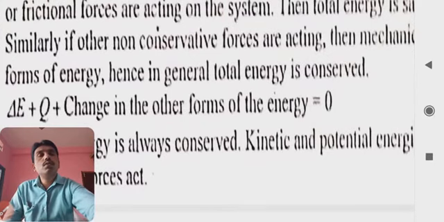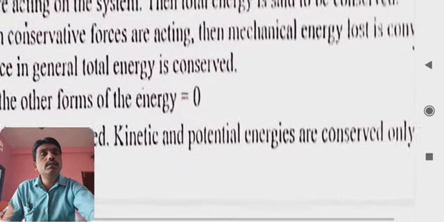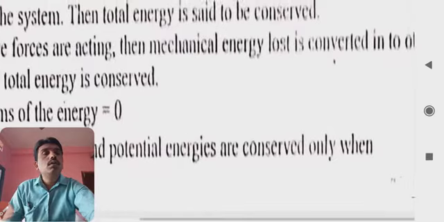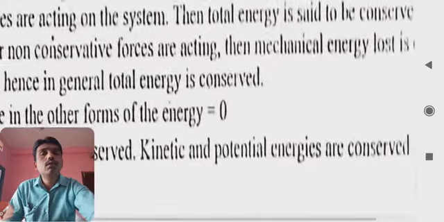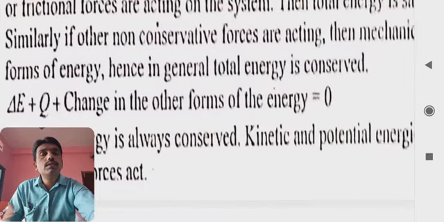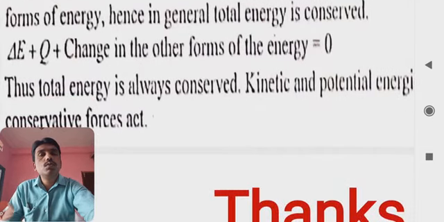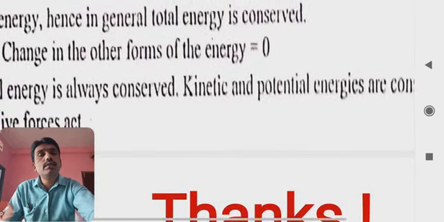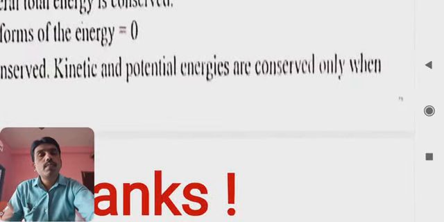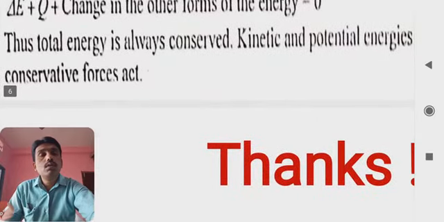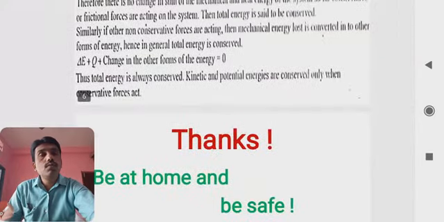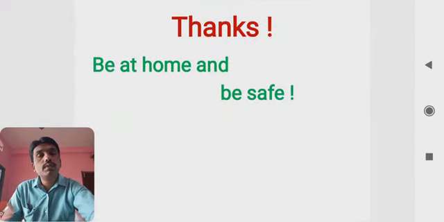Similarly, if other forces are acting, then the mechanical energy lost is converted into another form of energy, hence in general the total energy is conserved. So delta E plus Q plus the change in the other forms of energy is equal to 0. The total energy is always conserved. Kinetic energy and potential energy are conserved only when conservative forces act. For non-conservative forces it is not so.